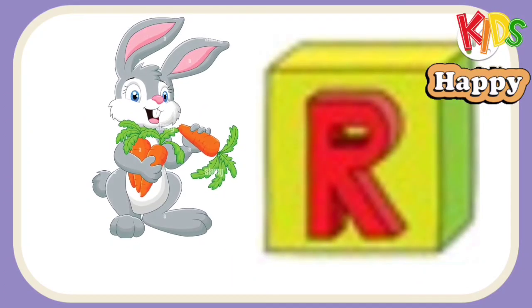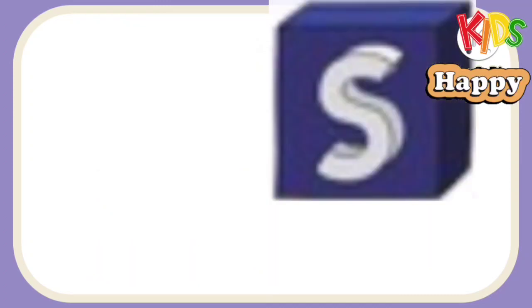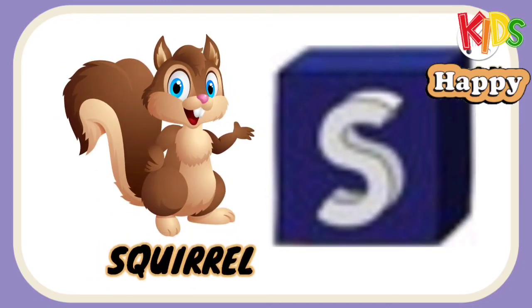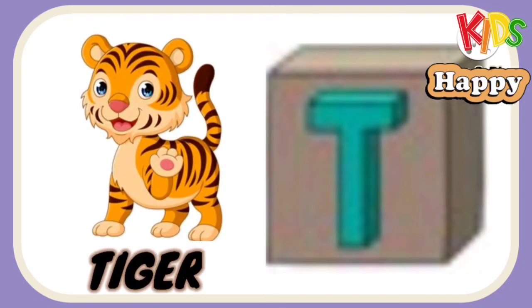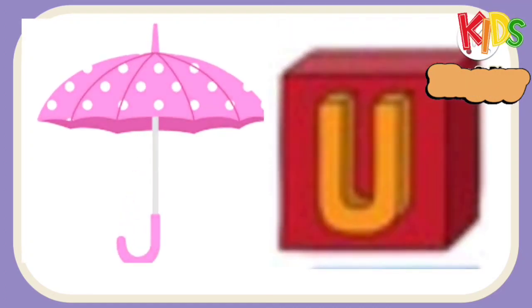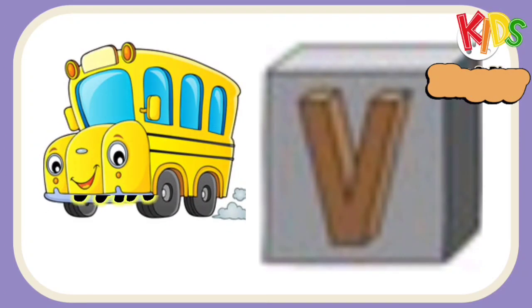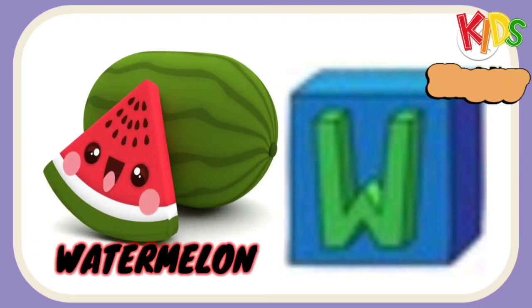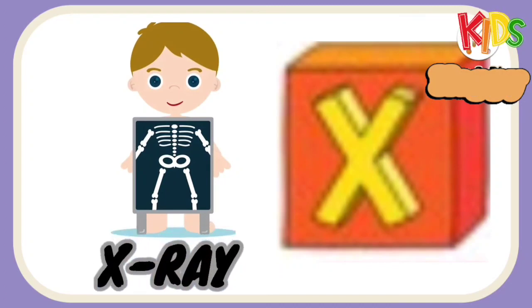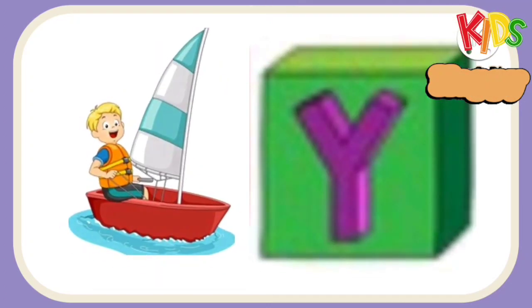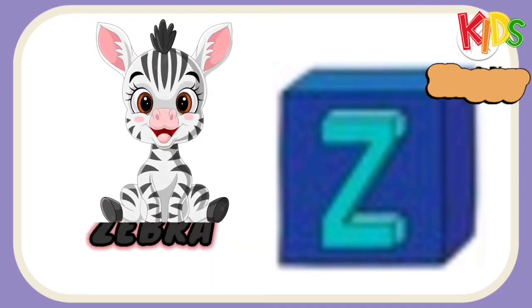R for rabbit. S for squirrel. T for tiger. U for umbrella. V for van. W for watermelon. X for x-ray. Y for yacht. Z for zebra.